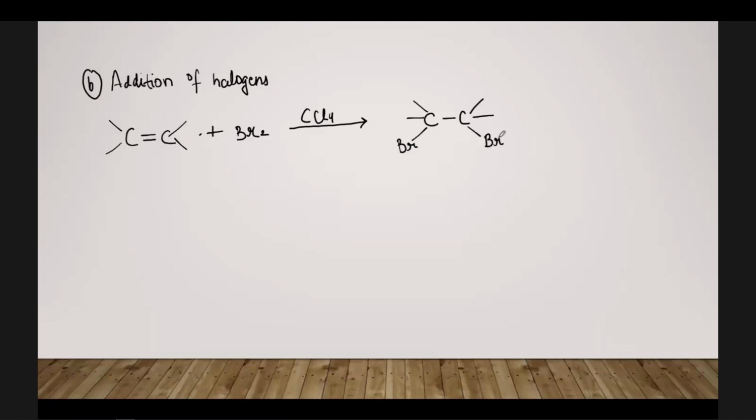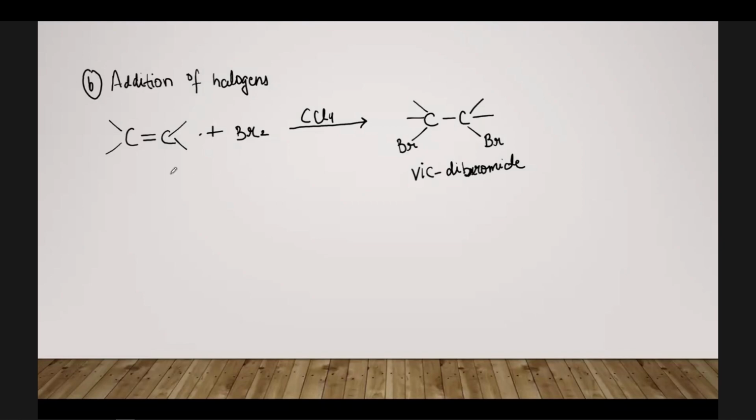That's right. So we will get a structure like this, and this structure is called vicinal dibromide. Vicinal here means that dibromide means there are 2 bromine atoms, and those 2 bromine atoms are attached to the carbon atoms which are adjacent to each other. That is why we are writing vicinal.